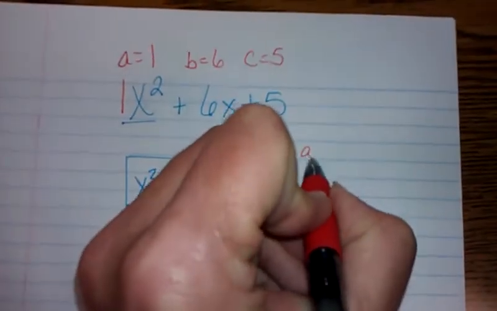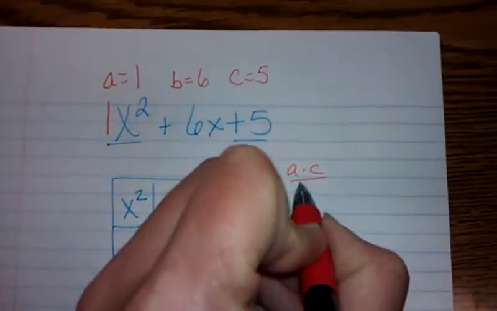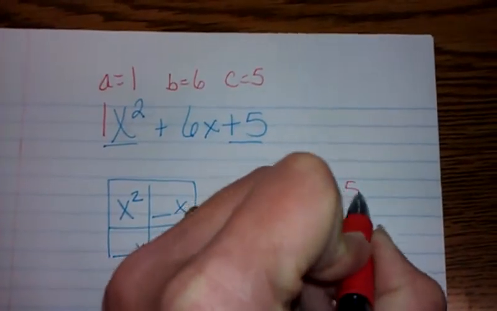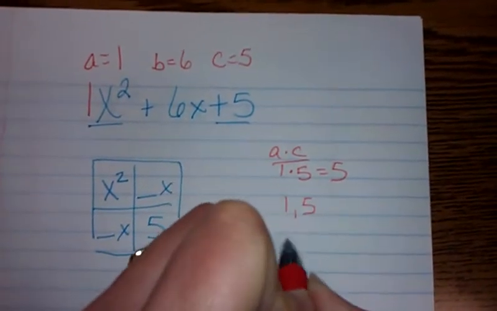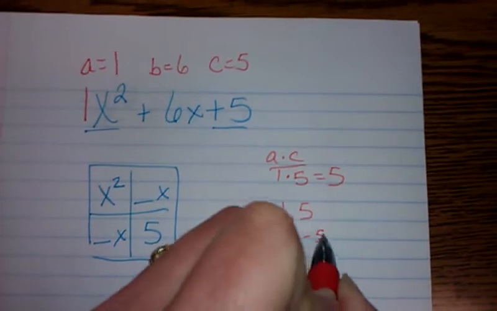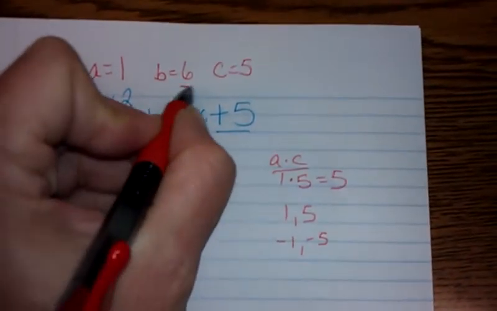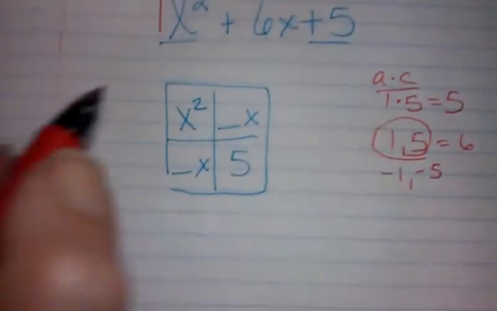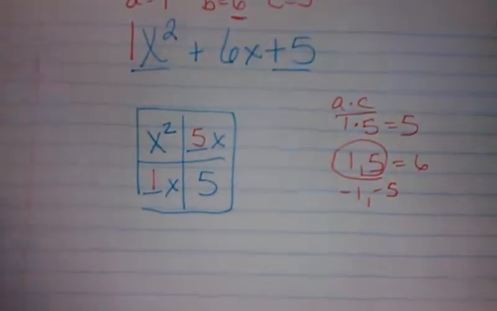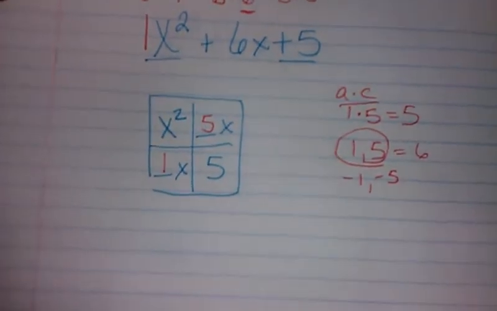So now I have A times C. 1 times 5 is 5. I need the factors of 5 again: 1 and 5, negative 1 and negative 5. I need the factors that add up to give me positive 6. They're 1 and 5 again. So I've got 1 and 5. It doesn't matter which order I put them in.